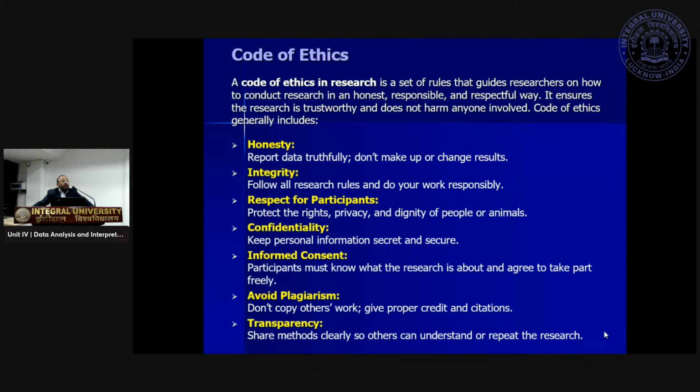Sorry? Sir, importance of ethics में भी तो यही सारे points हैं. हाँ, but in code of ethics, generally the different organizations like UGC and other organizations, CSIR, they have to mention all these points in their code of ethics. So these points are generally common. Transparency is also common, the same. Share methods clearly. So these are the points which come under the code of ethics of every organization.